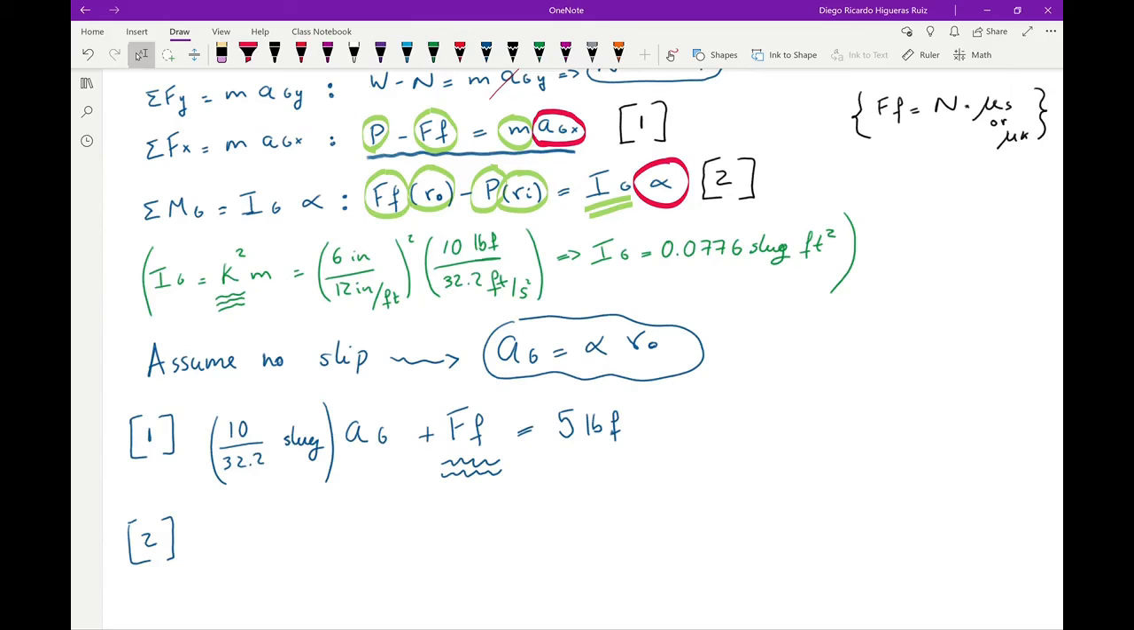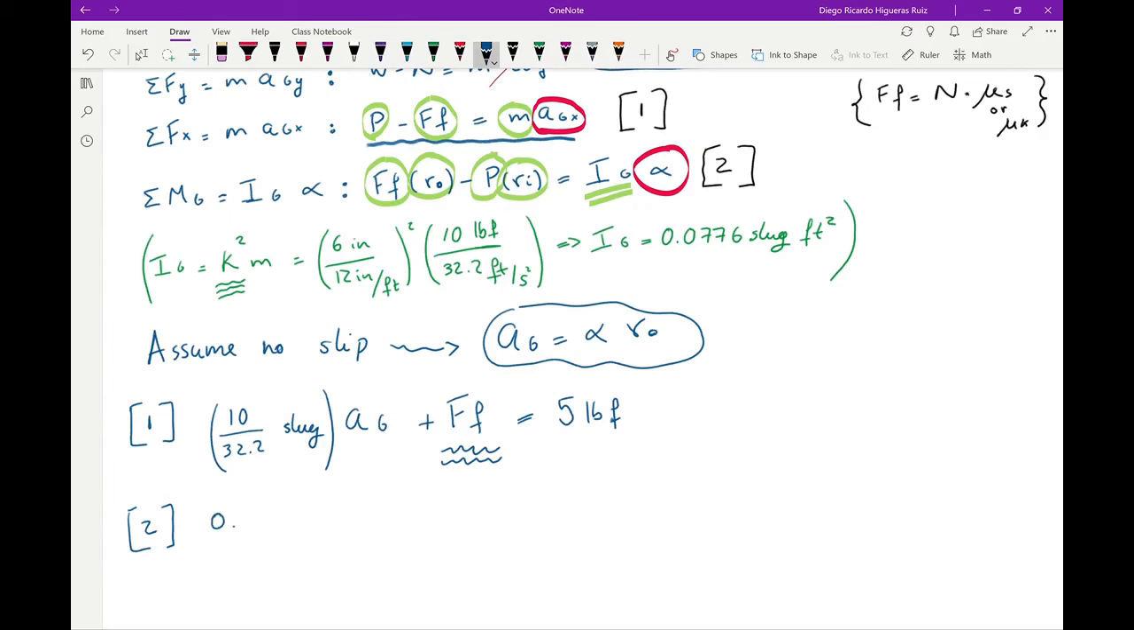Okay, so what we are doing here, we're gonna have Ig, which is 0.0776 slug feet squared, then I'm gonna have a_G over the radius, the outer radius, the radius of the wheel. I don't know how much that is. I think it's 8 inches, so 8 divided by 12. These are inches, and this will be inches per foot, so then I have my units in feet.